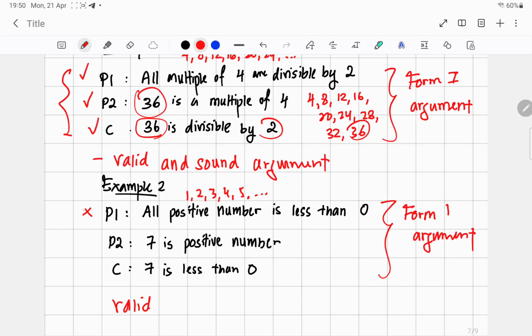If one of them is wrong, for the others there's no need to waste your time checking, because once one is wrong, the whole argument is not sound. So you can say this argument is valid but not sound. Alright.